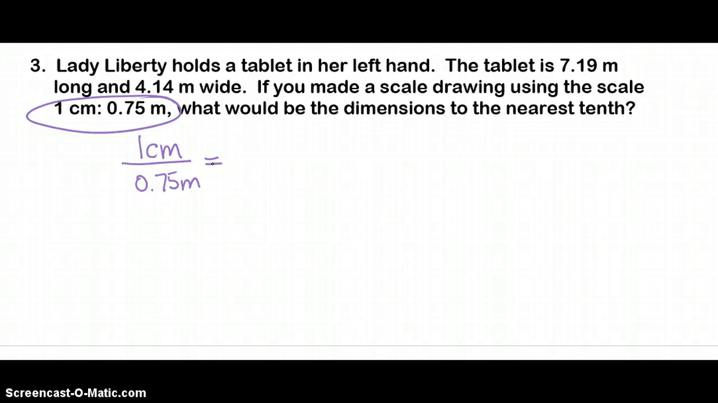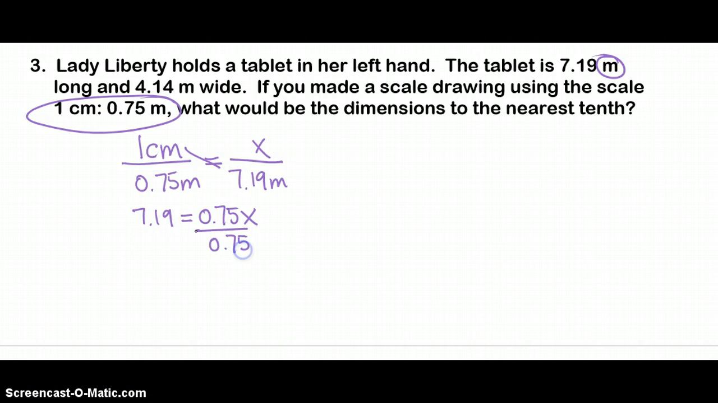Okay, it says the tablet is 7.19 meters long. So is that going to go on top or the bottom? Well, it says meters, so meters go on the bottom. So 7.19 meters and x on top. So you cross multiply. 1 times 7.19 is 7.19 equals 0.75x. Now you divide both sides by 0.75. And you get x equals 9.6 centimeters long.